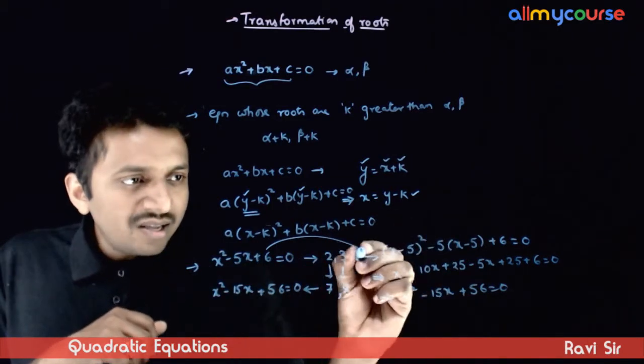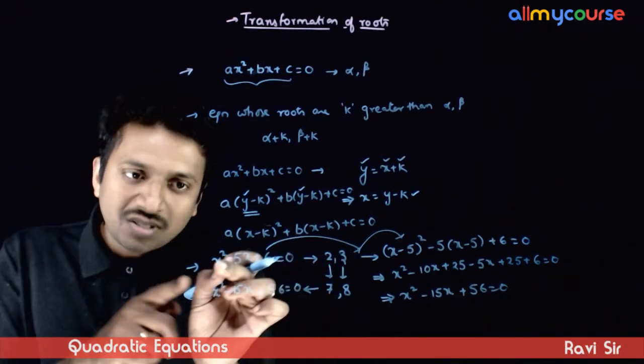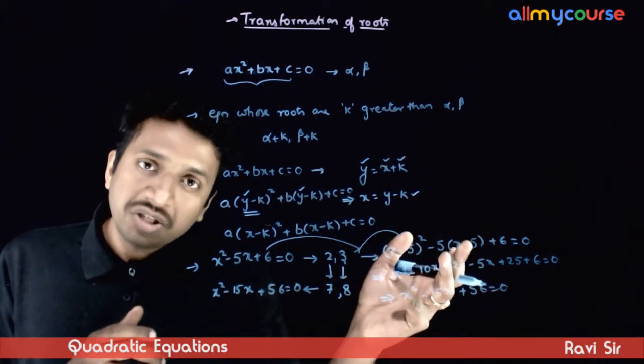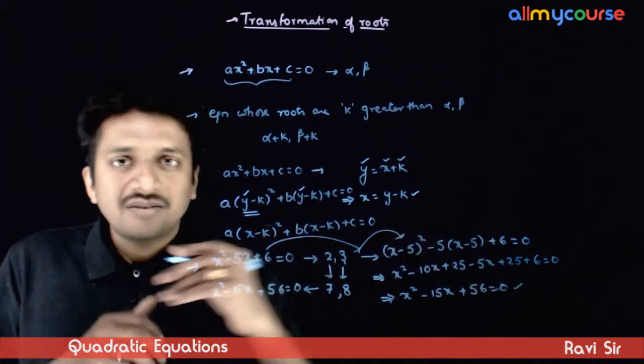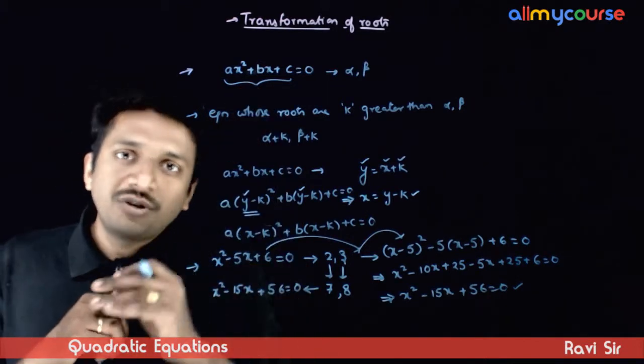This method is a more straightforward method. You don't need to solve this equation. You just put x minus 5 in the place of x. You get the equation. You solve it. You get the answer. So this type of process is called transformation of roots.